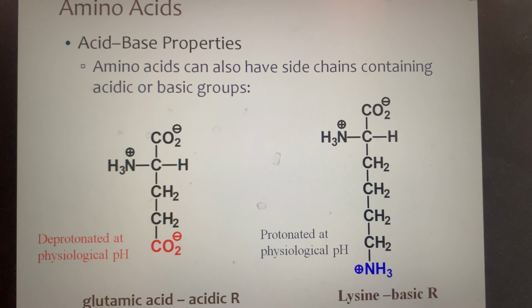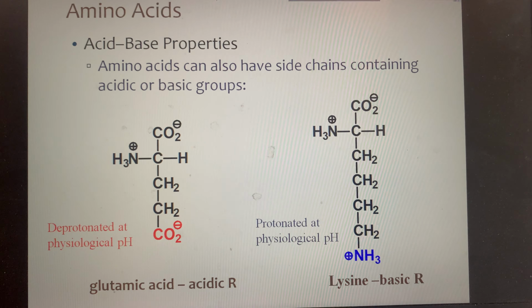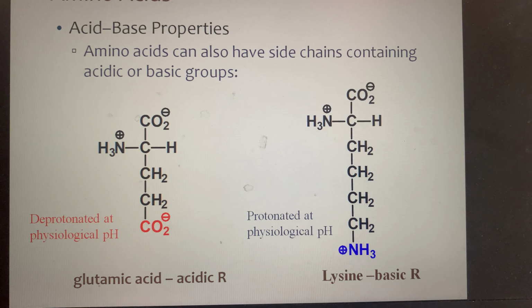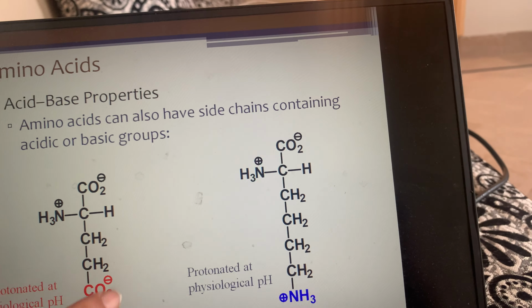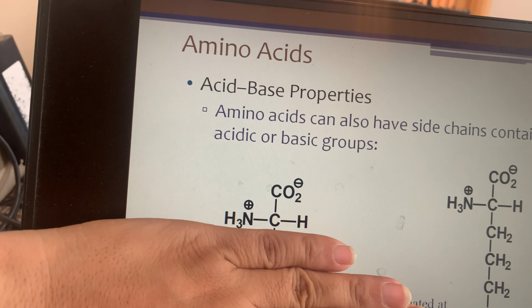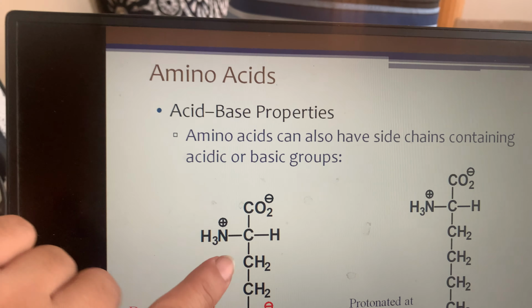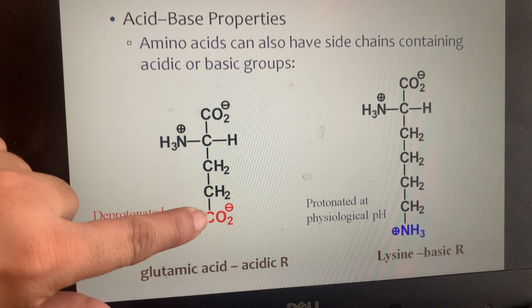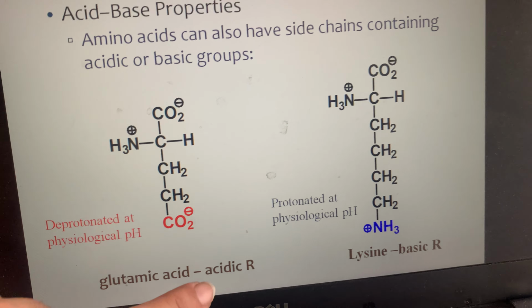Amino acids can also have side chains containing acidic or basic groups. Deprotonated at physiological pH, glutamic acid is acidic. This is the structure for the amino acid, alpha amino carboxylic acid, and this chain can be R. But in this case, you see there is an extra COO- in this R. So this is an acidic R, and this is glutamic acid.